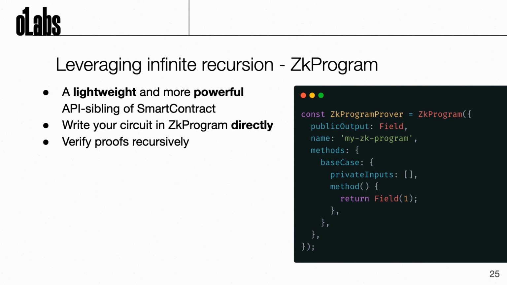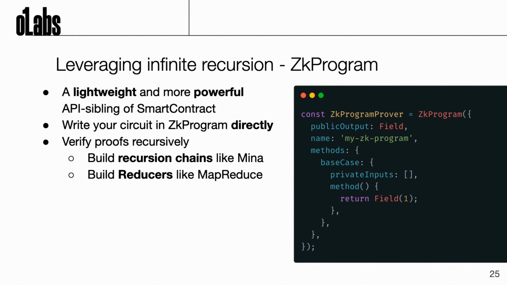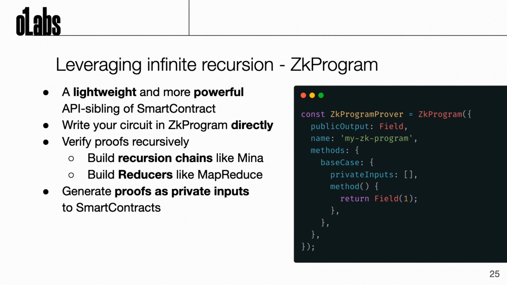It also allows you to verify proofs recursively. So you can either build recursive chains like Mina, where you prove each block individually and then merge them, or you can build sort of reducers, like MapReduce or binary trees, and always verify 2 proofs at once. So that enables you to do all sorts of peer-to-peer applications.